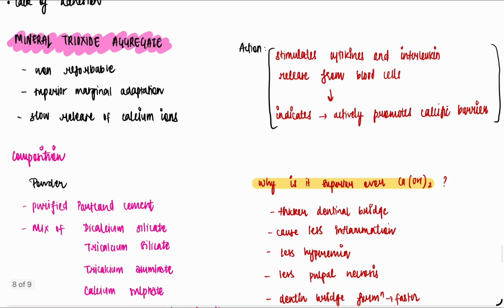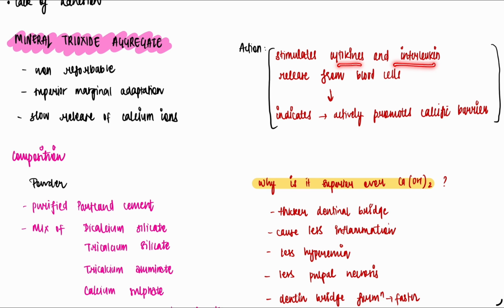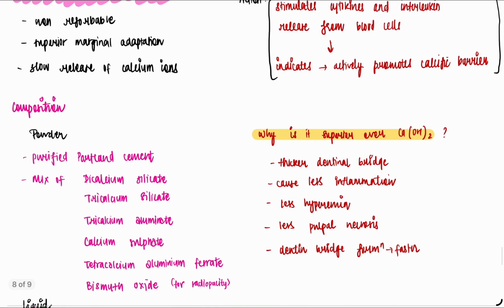Next, we'll move on to mineral trioxide aggregate or MTA. It is non-resorbable, has superior marginal adaptation, and slow release of calcium ions. These are some of the advantages of MTA. Now, what is the action of this? It stimulates cytokines and interleukins released from the blood cells, which indicates they actively promote the calcific barrier.